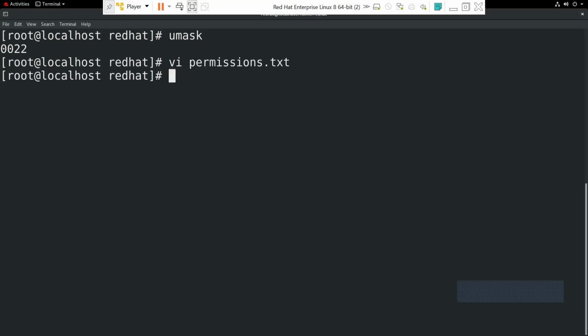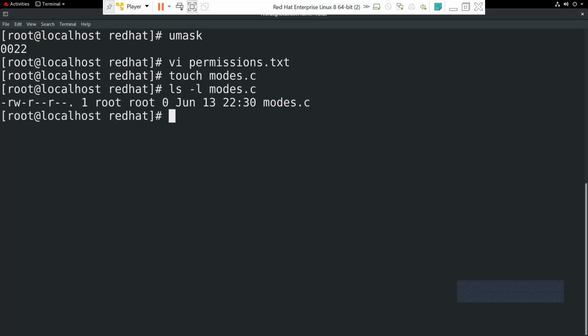644, I told you. 644 means the values I have given. Let me create the default file. touch, I'm creating a file, touch some modes dot c. It is the file I'm creating. Let us check the default permissions of a file. ls -l modes is the file. Now you see here the file permissions.